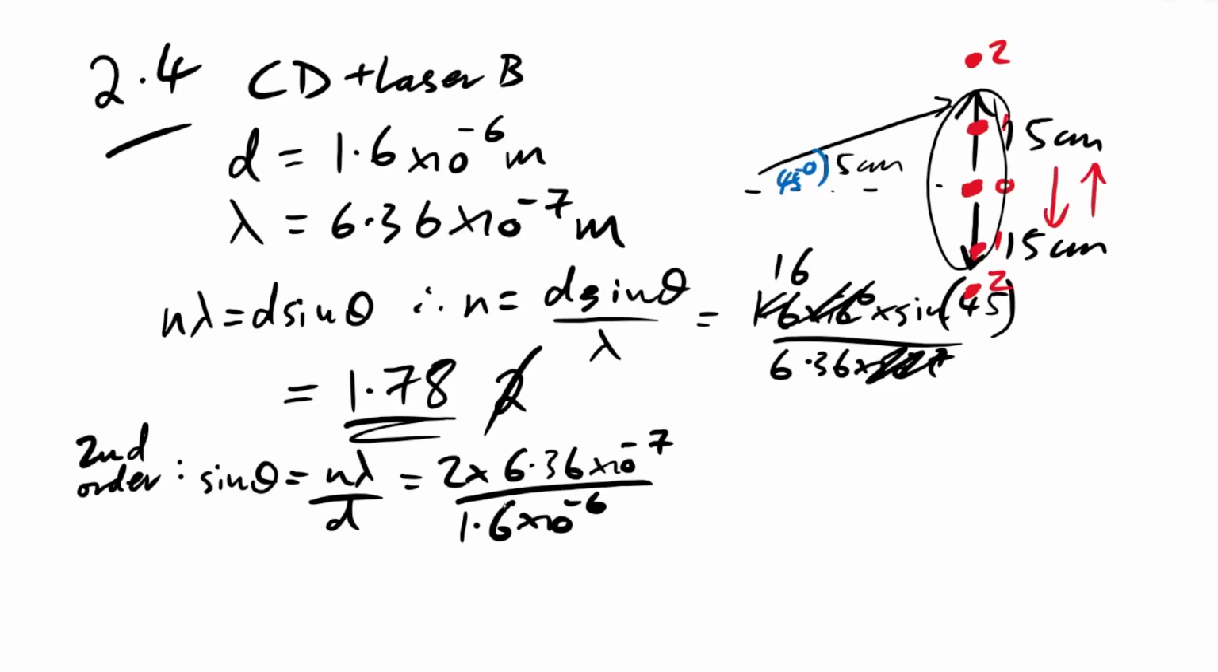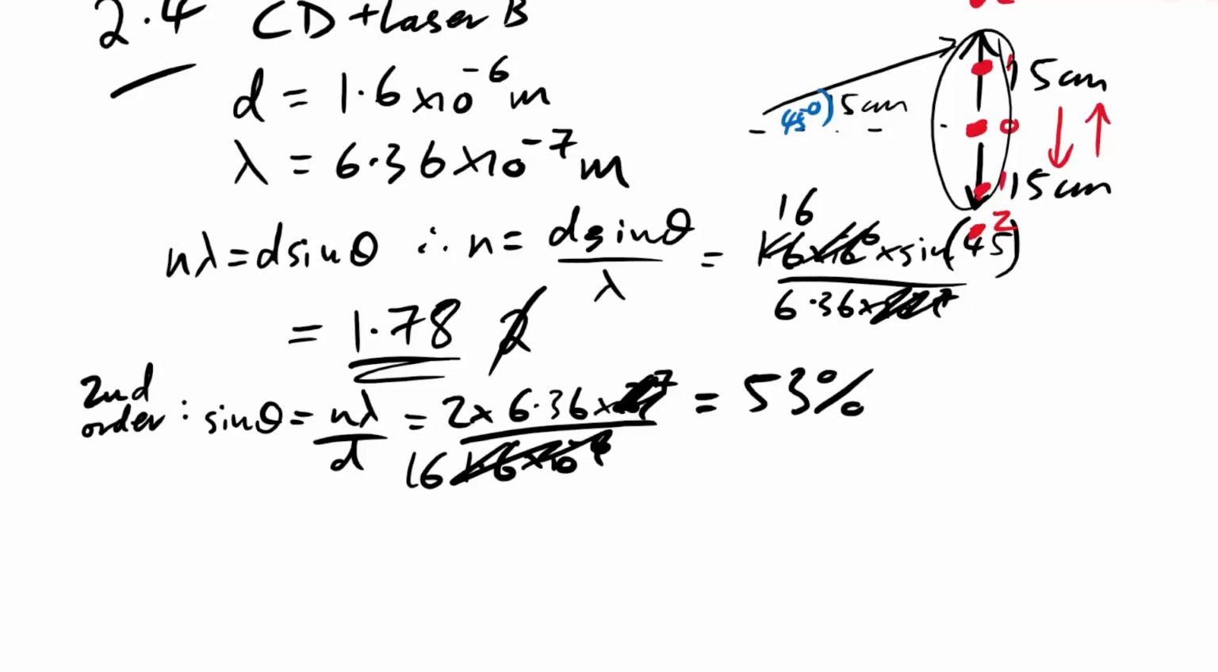So again, let's just call that 16 on the bottom. 2 times 6.36 divided by 16, and then we're going to inverse sine that, and we end up with 52 degrees or 53 degrees, let's say. Now, question is, can we get 53 degrees? Well, let's have a think.